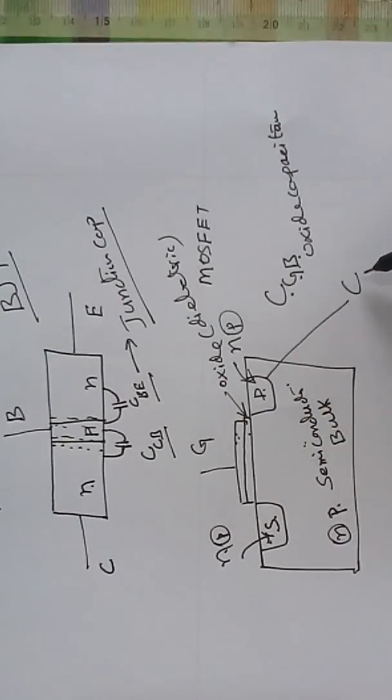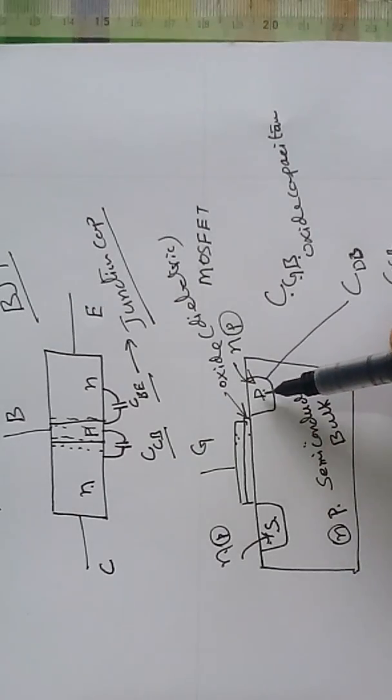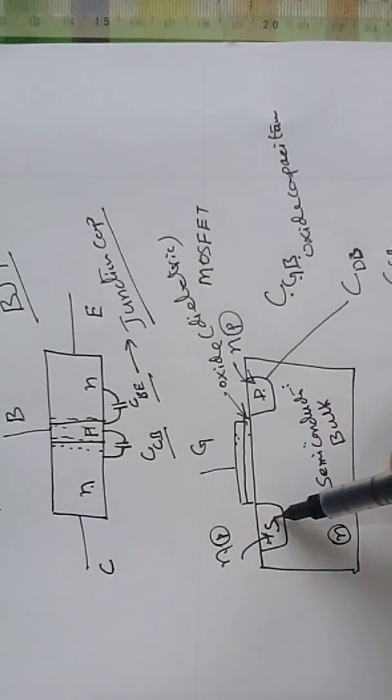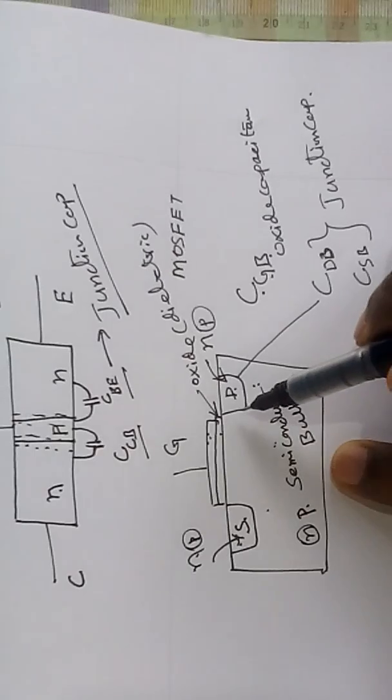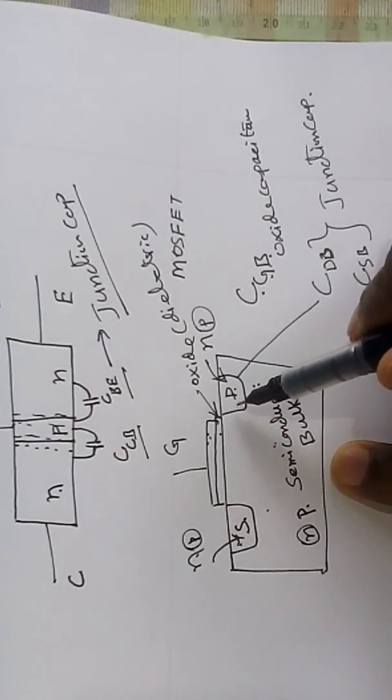So does it mean that you will have a P and N junction here, which will form a capacitance like CDB and CSB? So what is the CDB? It is between drain and the bulk, and between source and the bulk. So these two are junction capacitances. Why is it a junction capacitance? It is purely because it is a capacitance due to the presence of a PN junction.